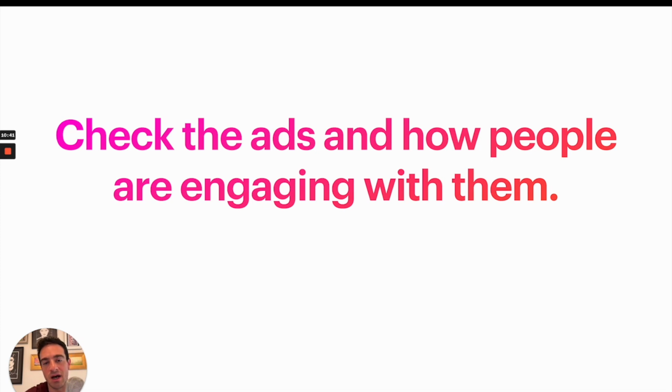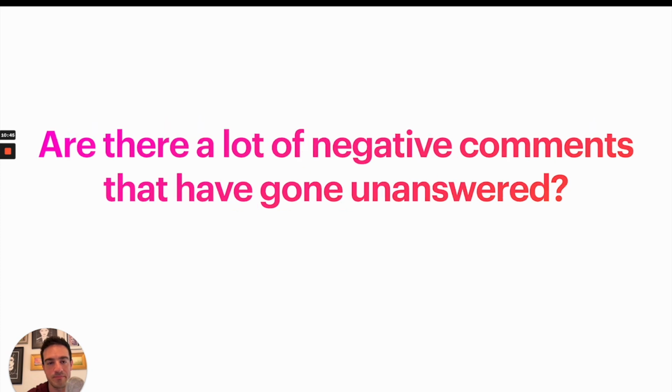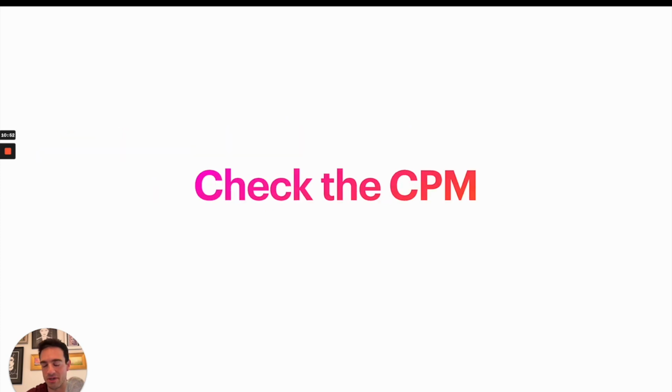So check out the comments. That's that slide. I've already gone over that. Check the CPM. Okay, so CPM is cost per mille. That's what it stands for. And basically, it's the amount of money it costs to get in front of 1,000 people. That's the easiest way to think about it.